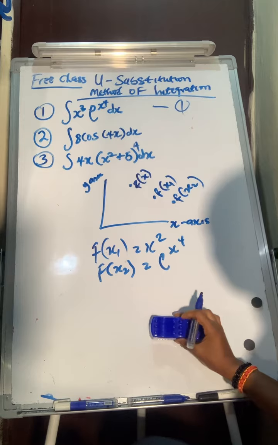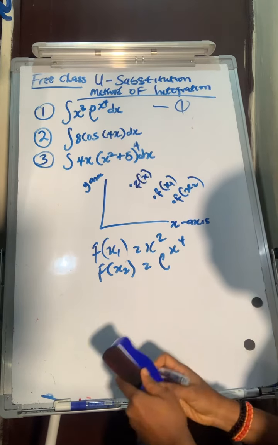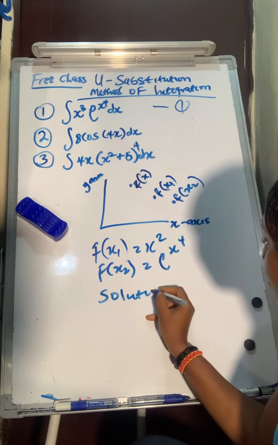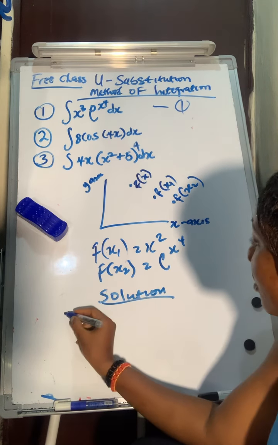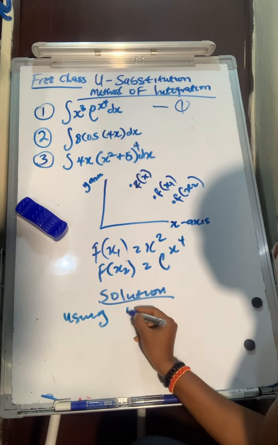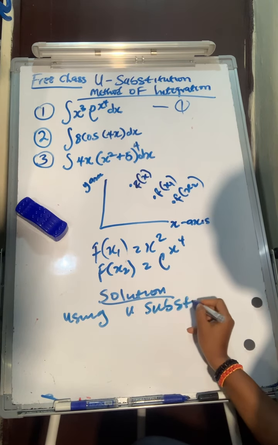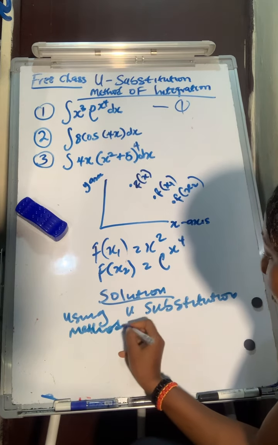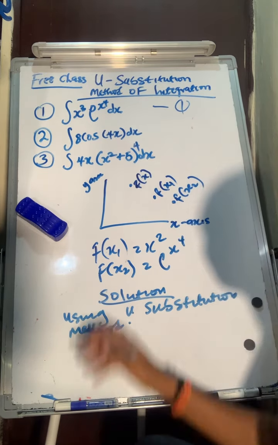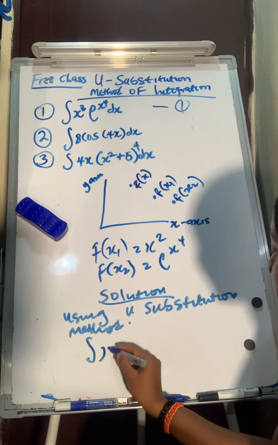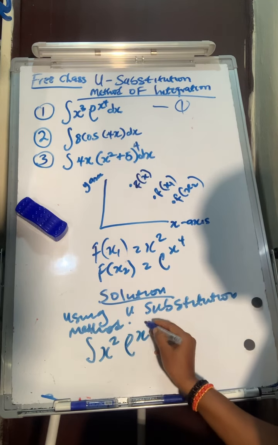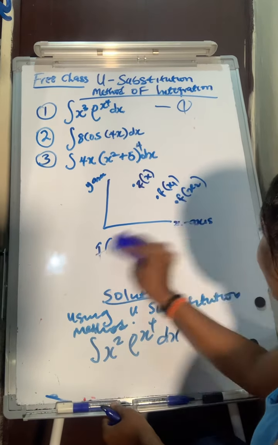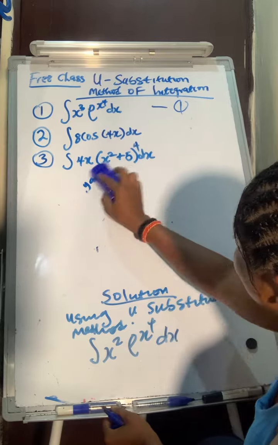Now let's use the U-substitution method on this. We want to use the U-substitution method on this. So you have the integral of x to the power 3 exponential x to the power 4 dx. I'll have to clean here because I want to share the board.